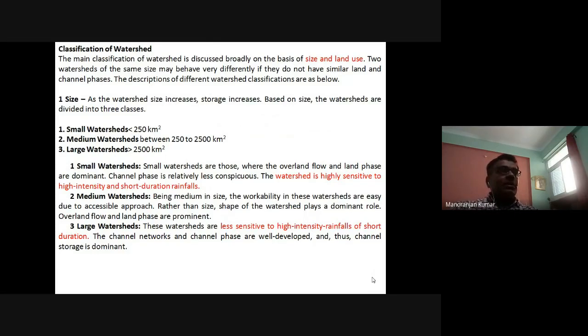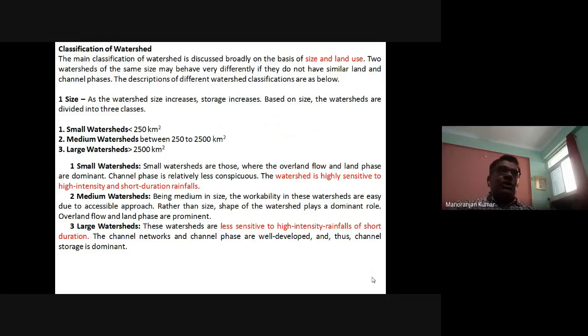The watershed is classified on the basis of size as well as on the basis of land use. On the basis of size, the watershed is classified into three types: first, a small watershed; second, a medium watershed; and third, a large watershed. On the basis of land use, the watershed is classified into different types, like the mountainous watershed, in which mountain is predominant; the agricultural watershed, in which agricultural activity is predominant; and the desert watershed, in which there is no vegetation or little vegetation in the area.